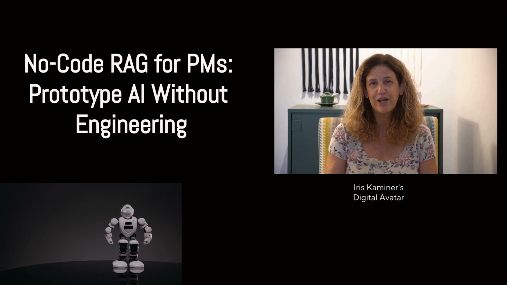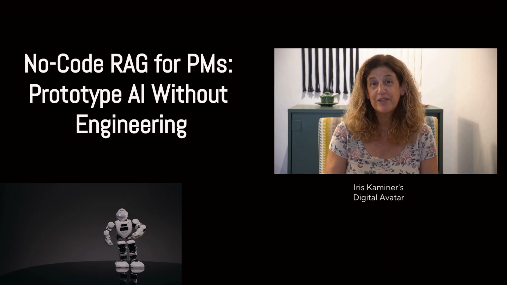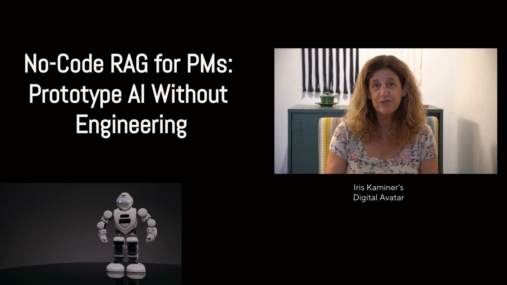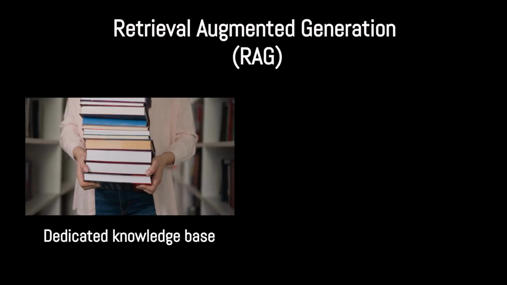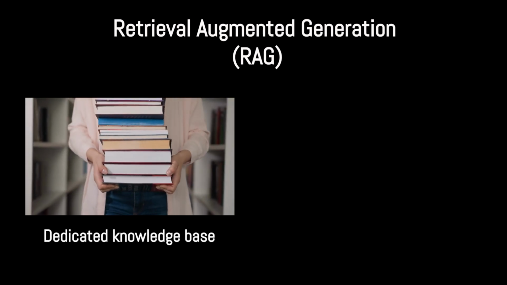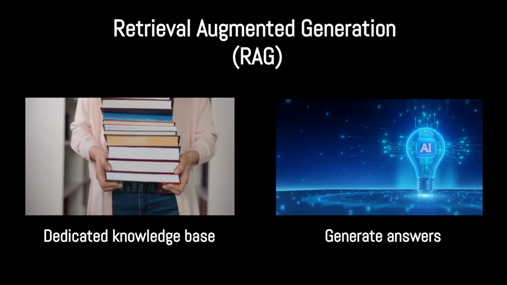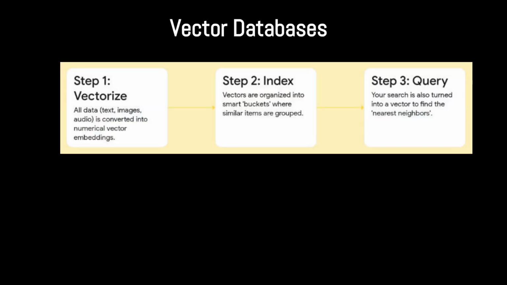In this video, I'll show how product managers can prototype and test a RAG feature using no-code tools before it ever reaches development. RAG stands for Retrieval-Augmented Generation. The AI retrieves relevant passages from a pre-built external knowledge base, then uses them to generate an answer. A vector database is the backbone of any RAG system. It's what enables the AI to store and retrieve knowledge based on meaning, not just keywords.